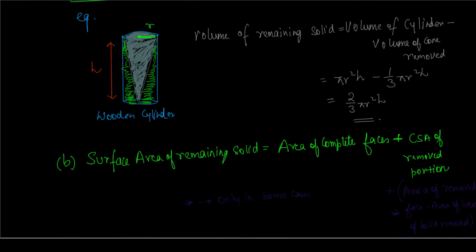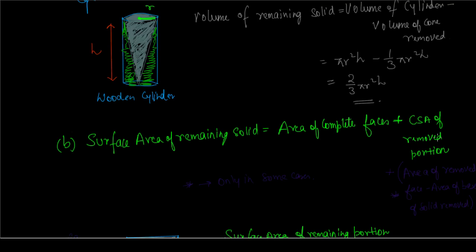Now, if the surface area is concerned, this is a bit complex in some cases. Surface area of remaining solid will be equal to area of complete faces, those faces which are complete. After carving, there is no effect on those faces. Plus CSA of the removed portion. So I have to include the CSA of removed portion because I removed it. Now, its impression is still left there, right? So that impression's CSA has to be considered. But other than this, in certain cases, as I told you, you also need to add the area of removed face minus area of base of solid removed.